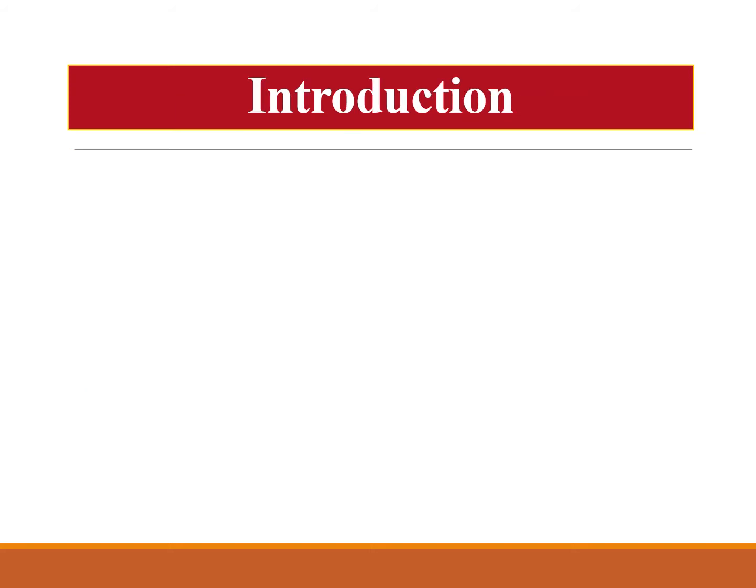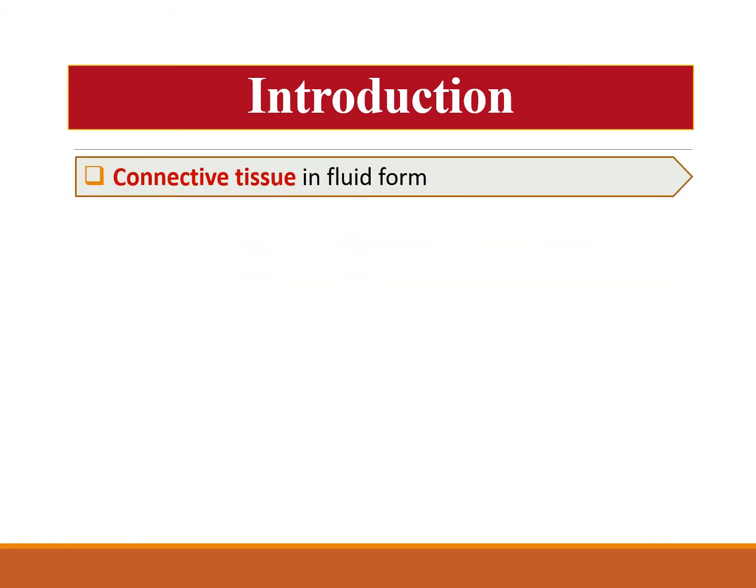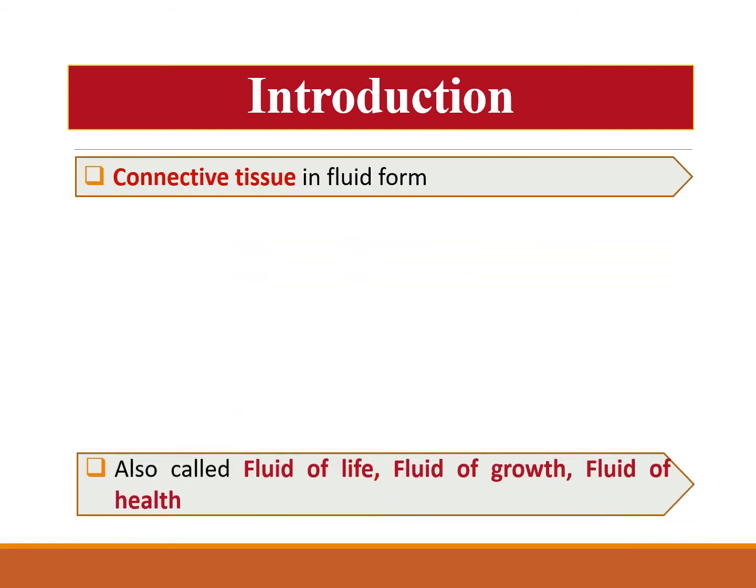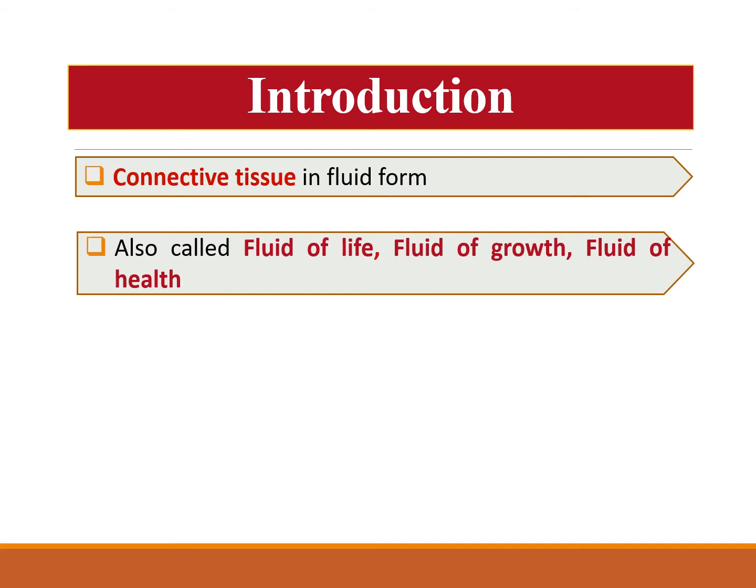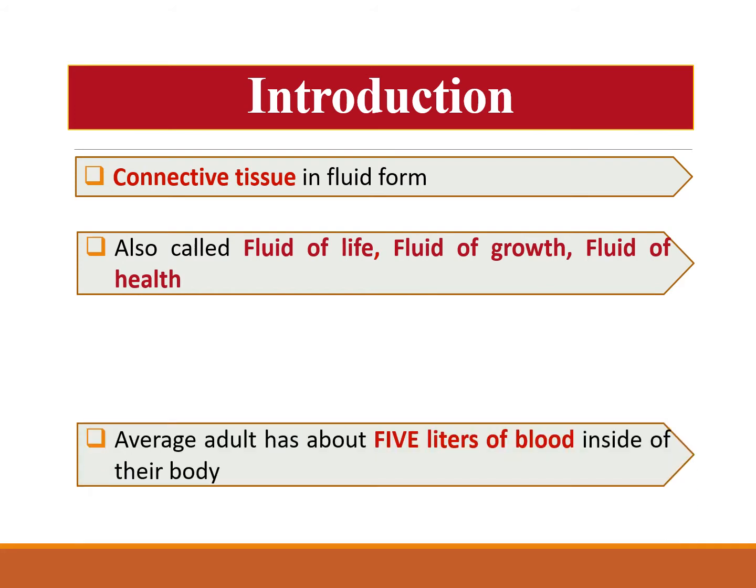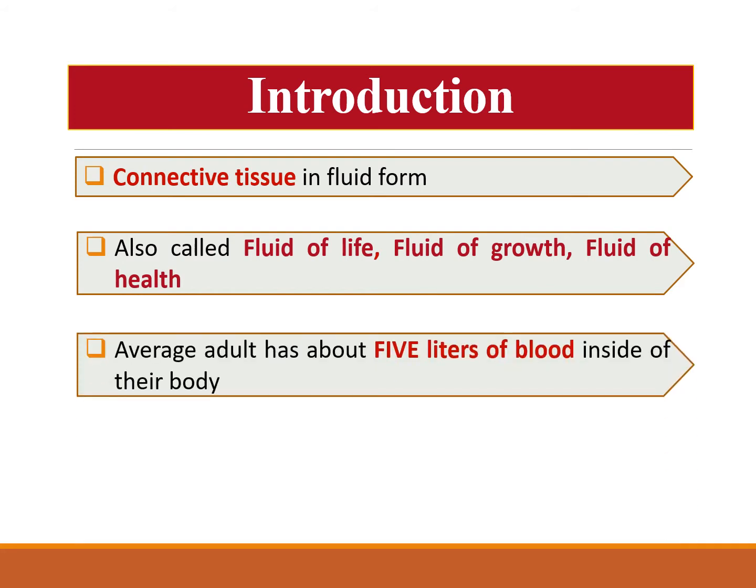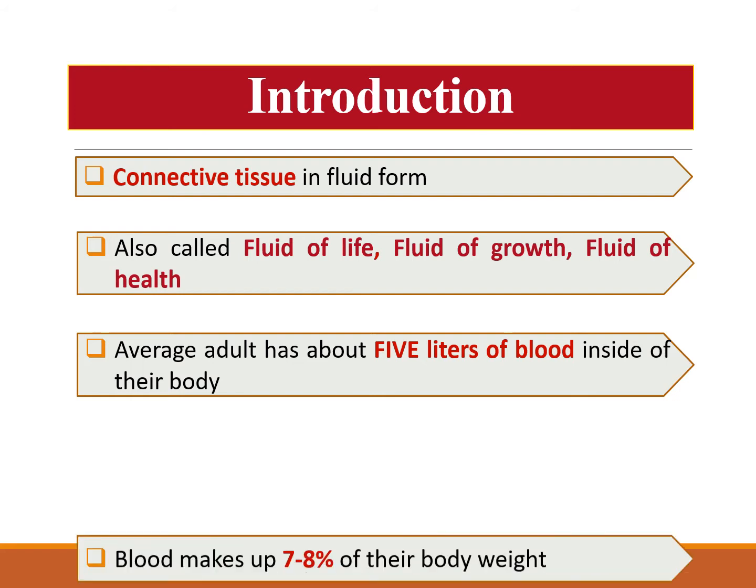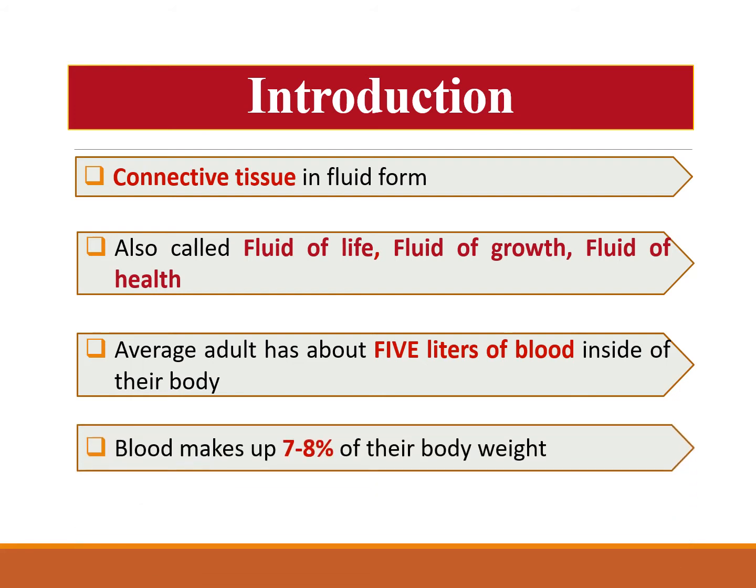Now let us start with the introduction of blood. Blood is a connective tissue in the fluid form. It is also called fluid of life, fluid of growth, fluid of health. Average adult has about 5 liters of blood inside of their body. Blood makes up 7 to 8% of their body weight.